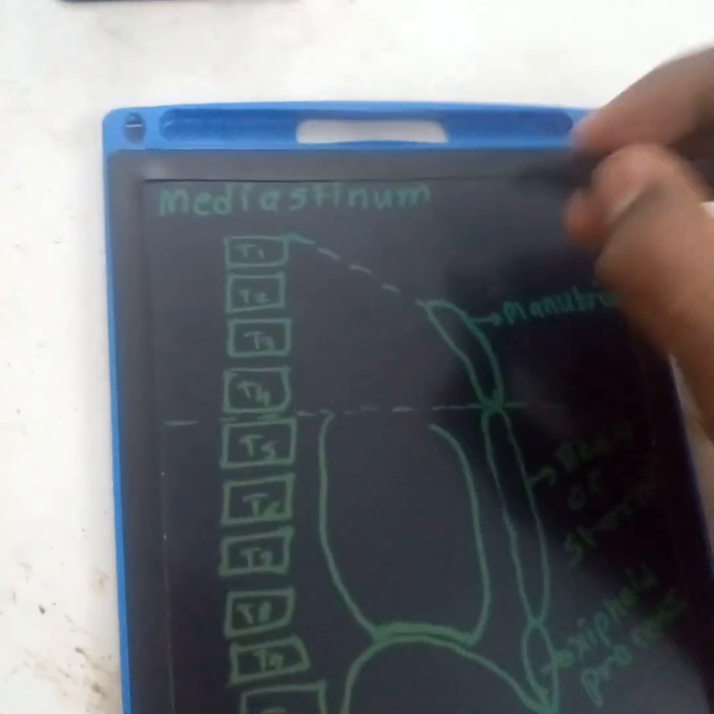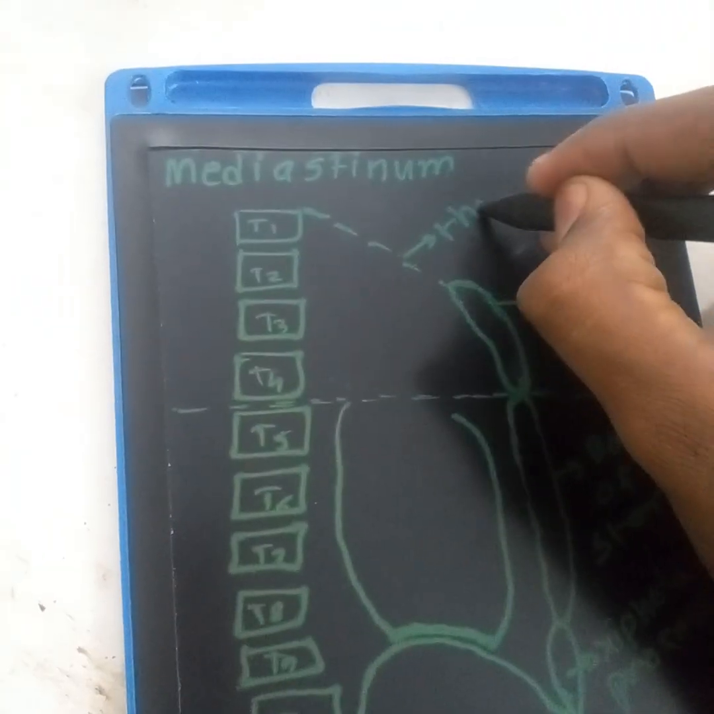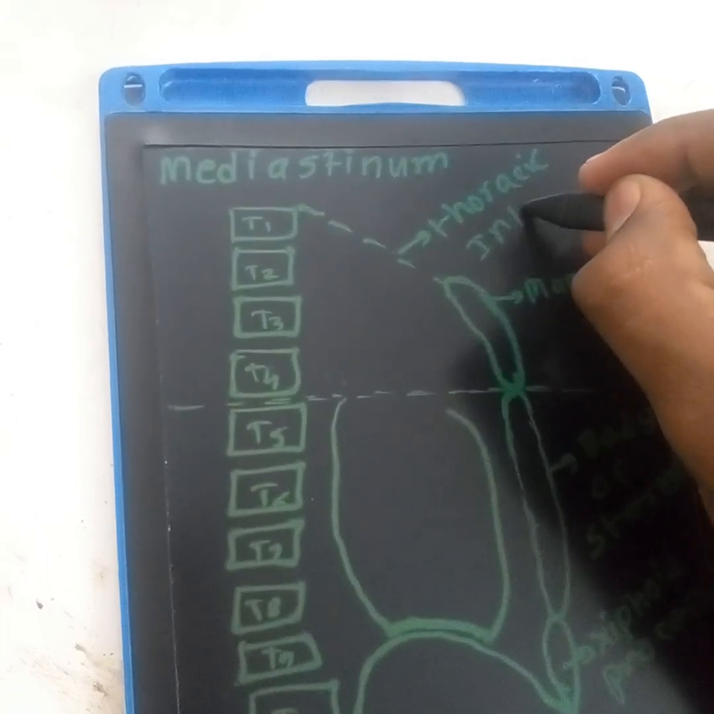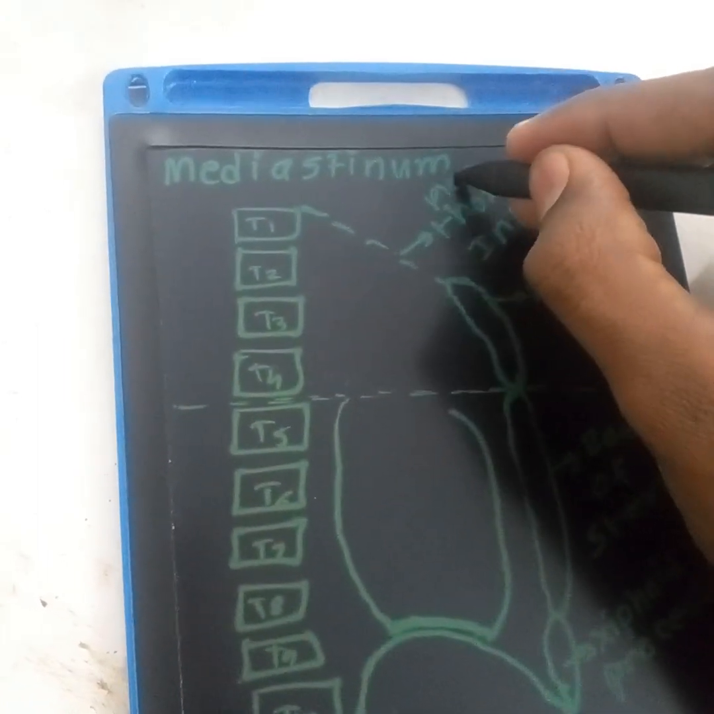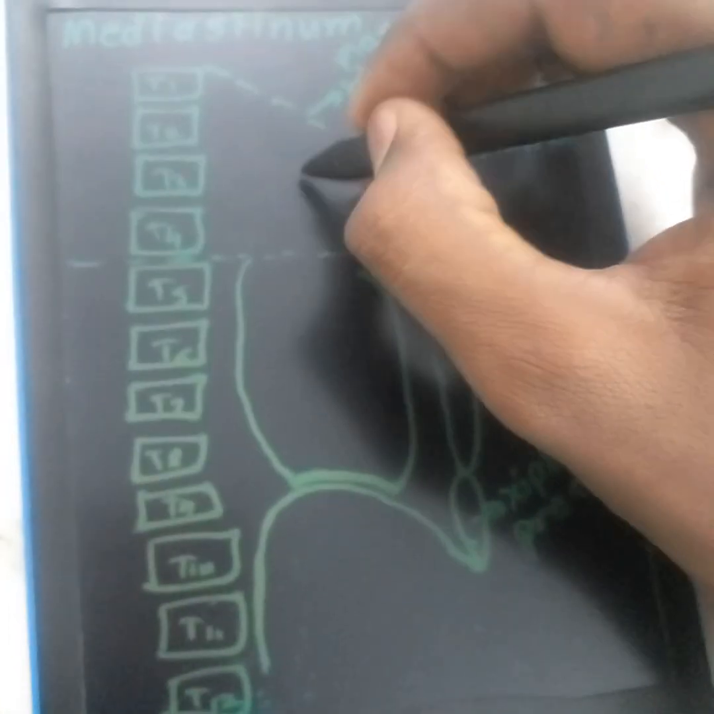At the superior side there will be the thoracic inlet, the plane of the thoracic inlet. This is the superior mediastinum.